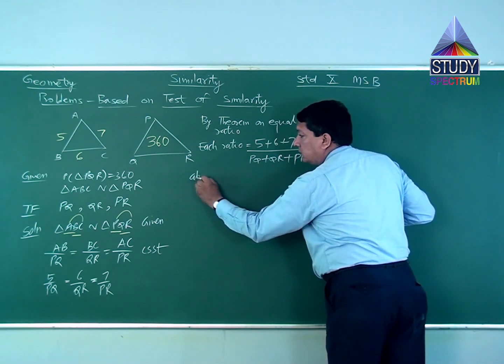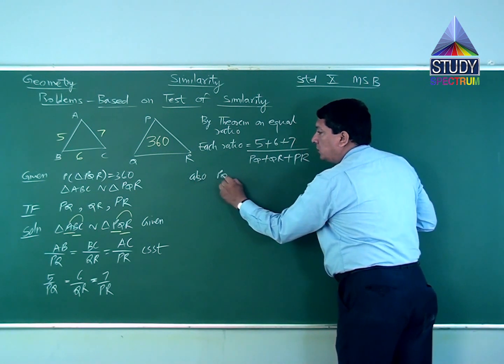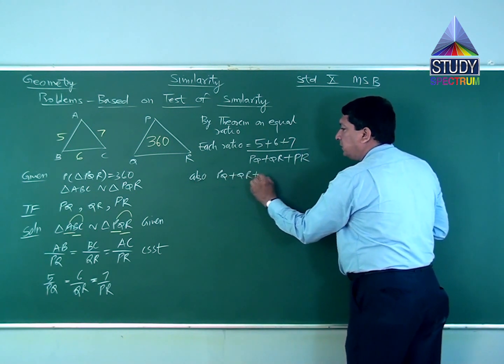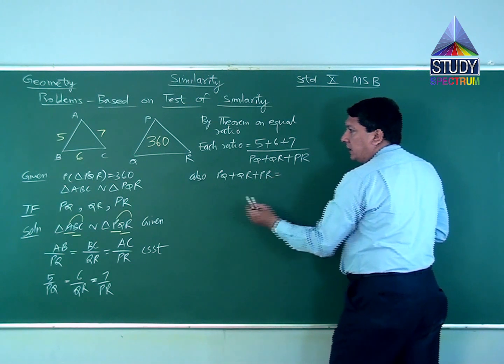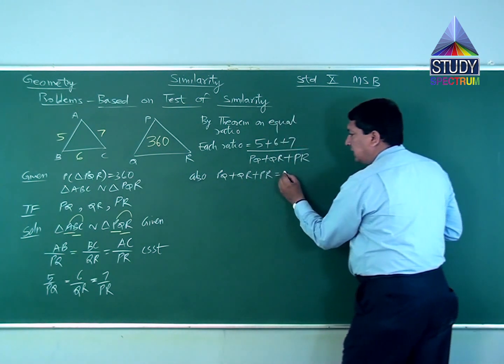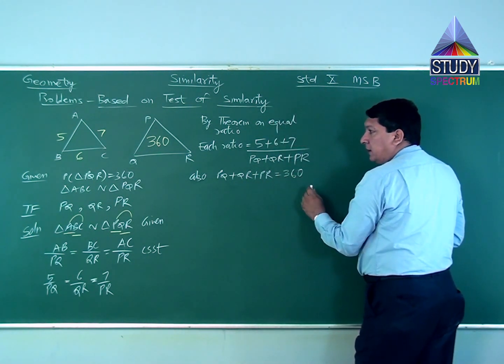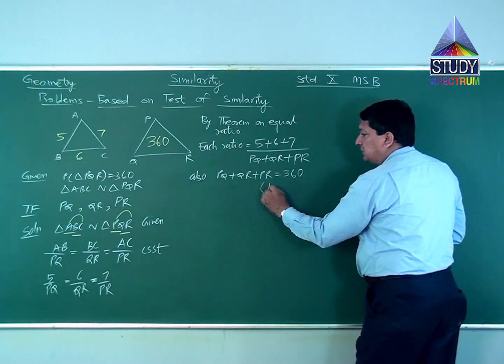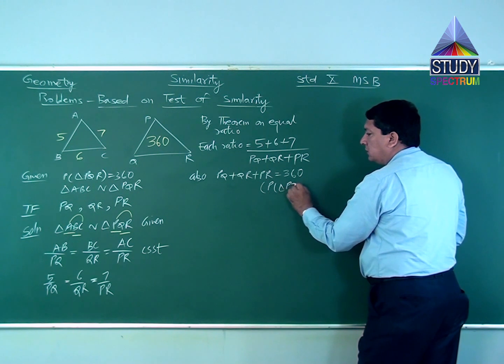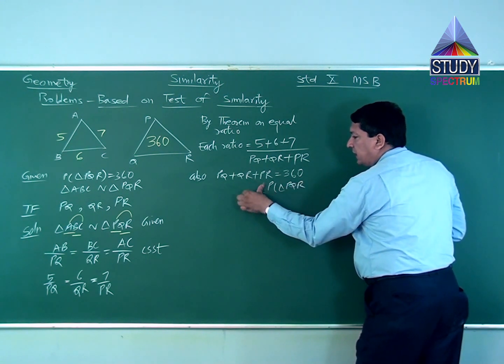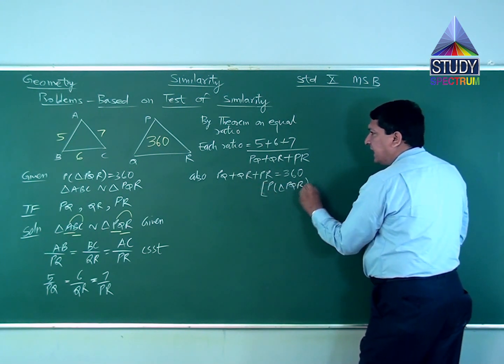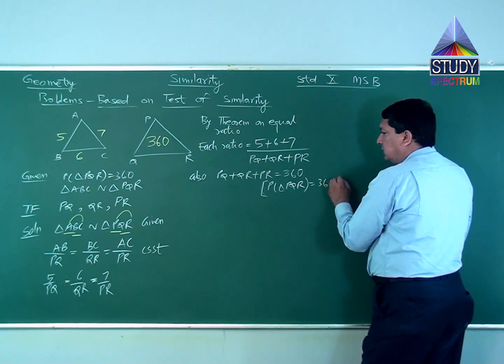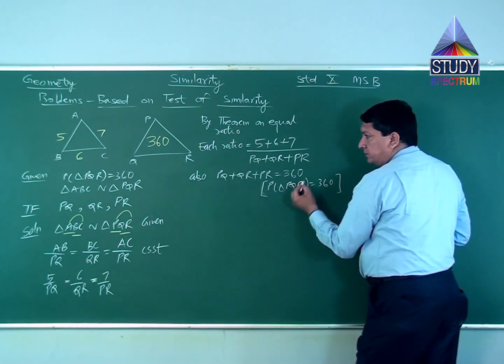Also, PQ plus QR plus PR, if you look at it, the perimeter is given to us as 360. Why? Because perimeter means the sum of the three sides. The perimeter of triangle PQR is given to us as 360. This is the reason we got this answer.